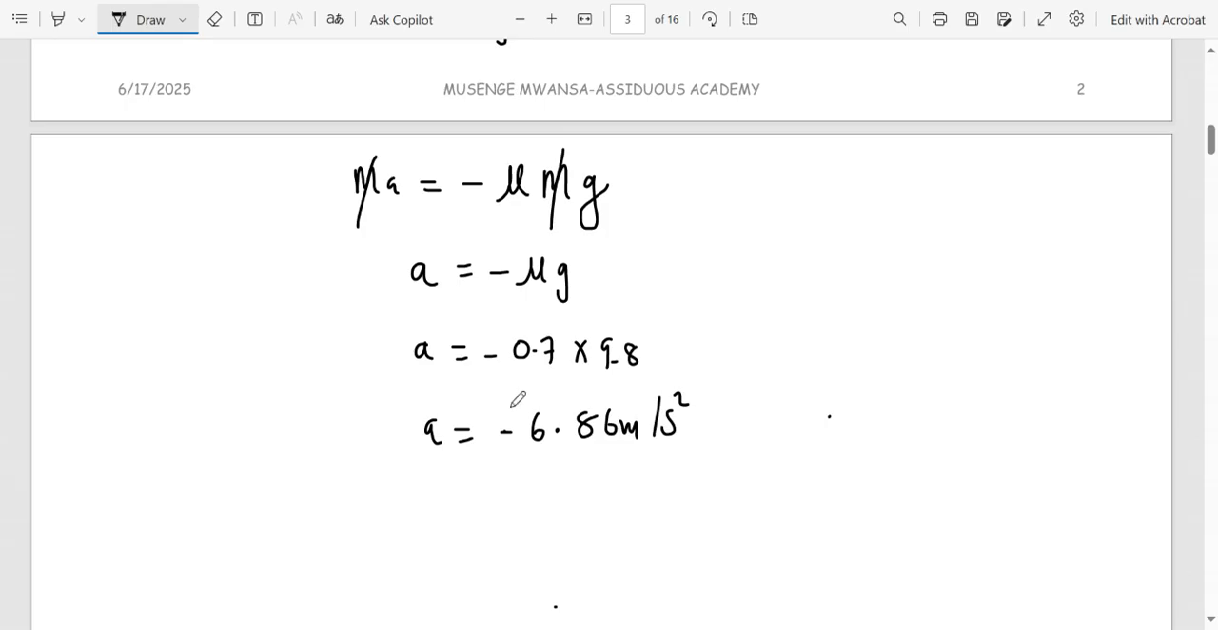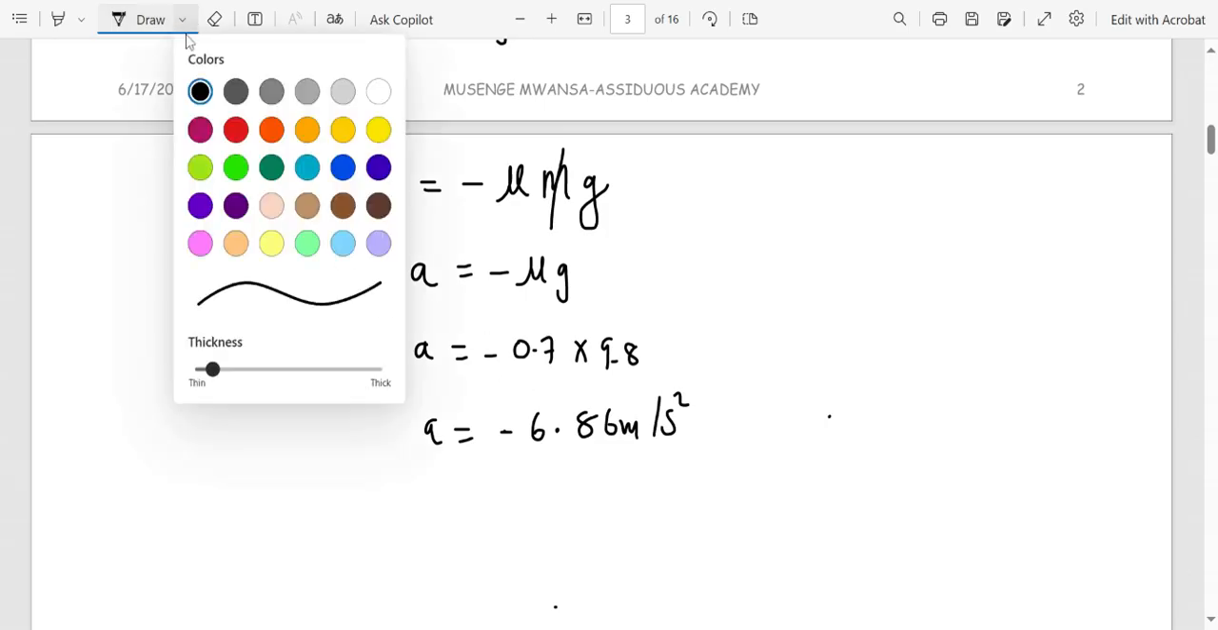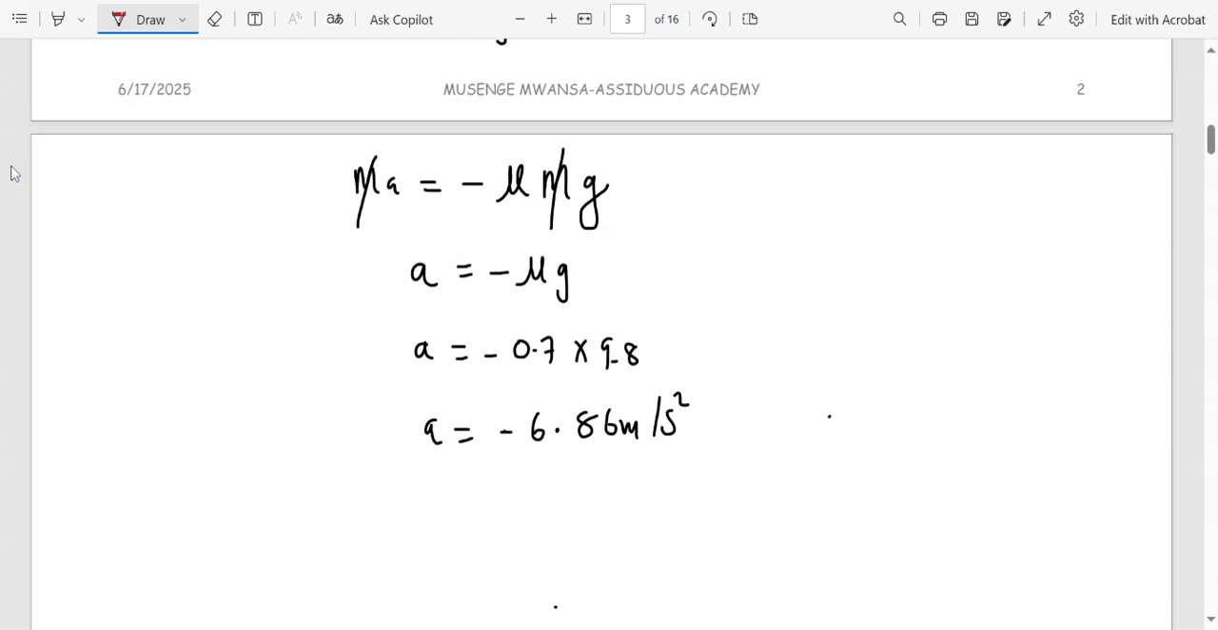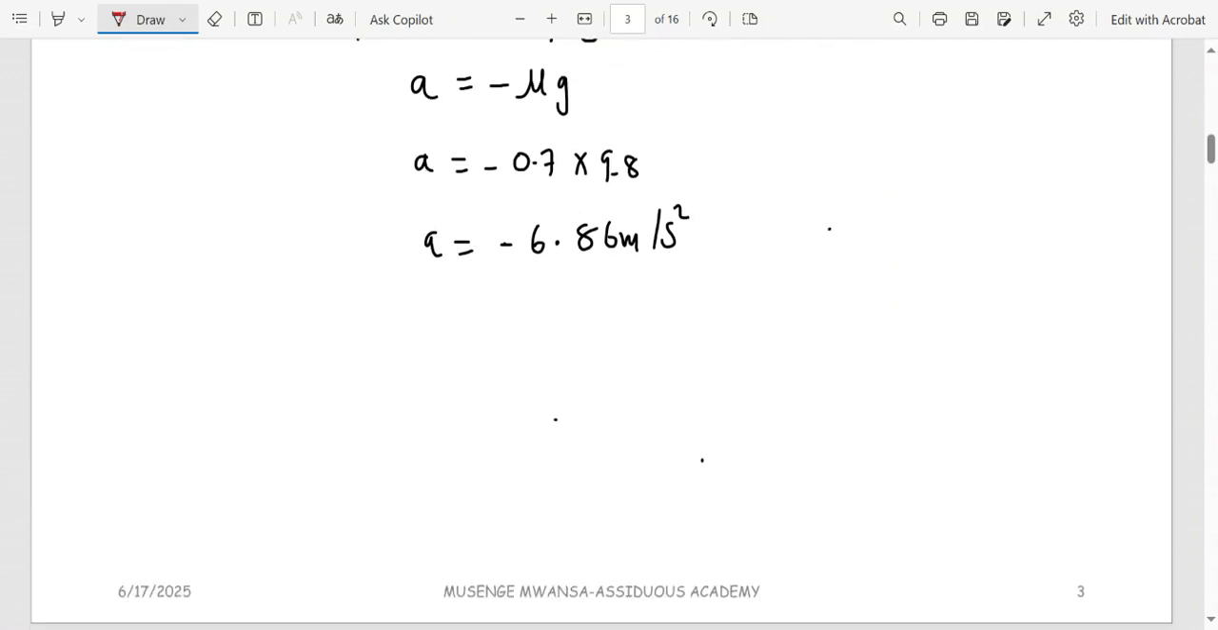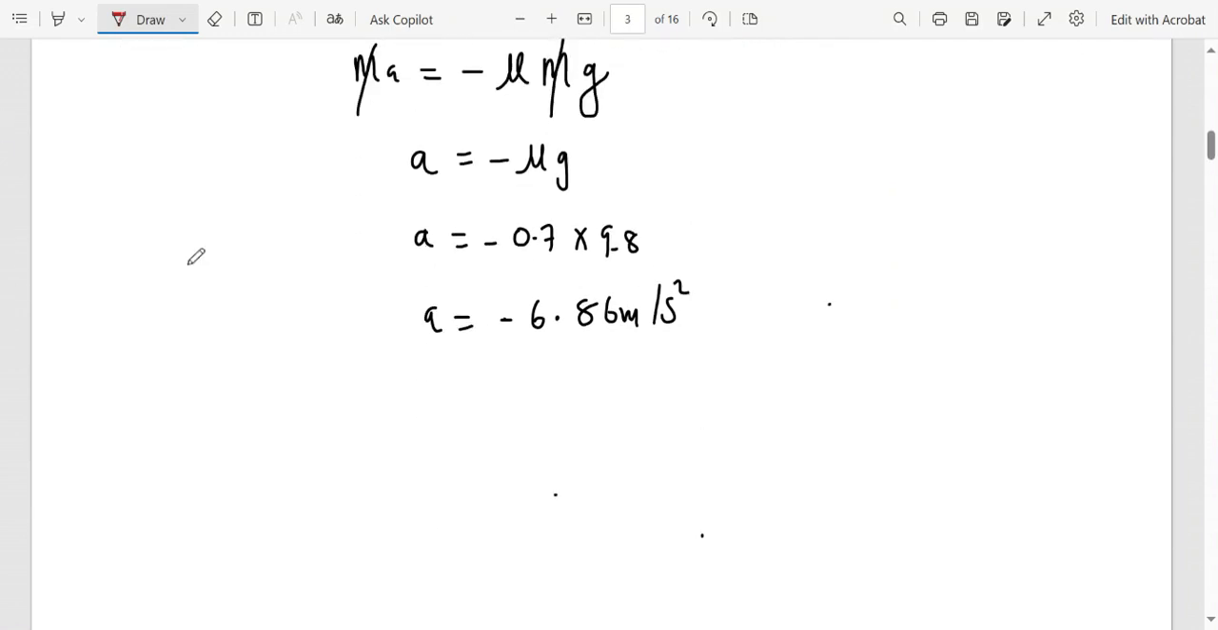But now let's determine the initial velocity at which the cars were moving just at the moment that they stuck. So there we are going to say v squared is equal to u squared plus 2as. Remember the final velocity, we've just said that's 0 squared, and then the initial velocity of the cars just at the point that they stuck, we said that is v initial squared, and then plus 2, the acceleration, negative 6.86.